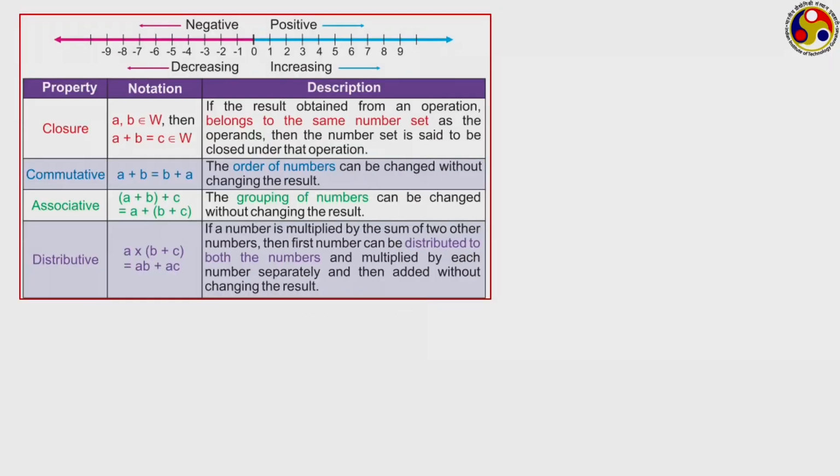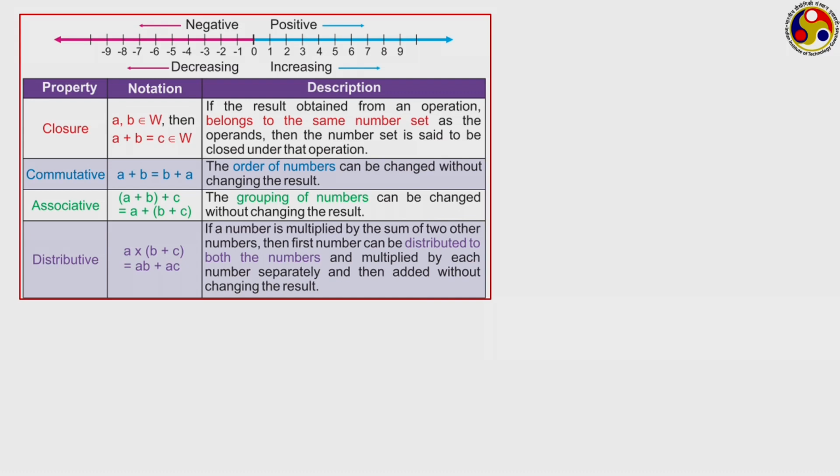Now, the numbers can have 4 kinds of properties. One is closure. Closure refers to if the result of an operation belongs to the same number set as the operand, then we say the number set is closed. Commutative, a plus b is equal to b plus a, that is if we change the order of the numbers, but the final result does not change, then we call it commutative.